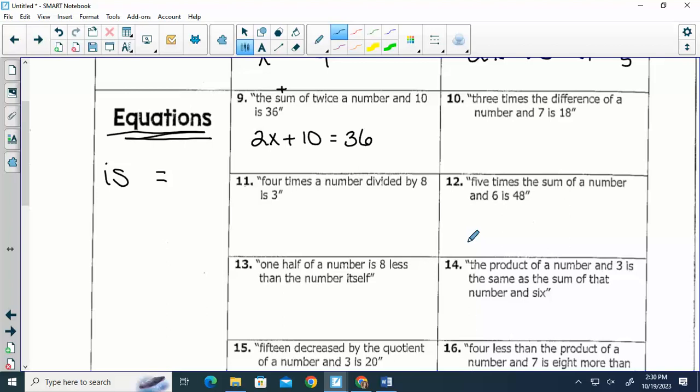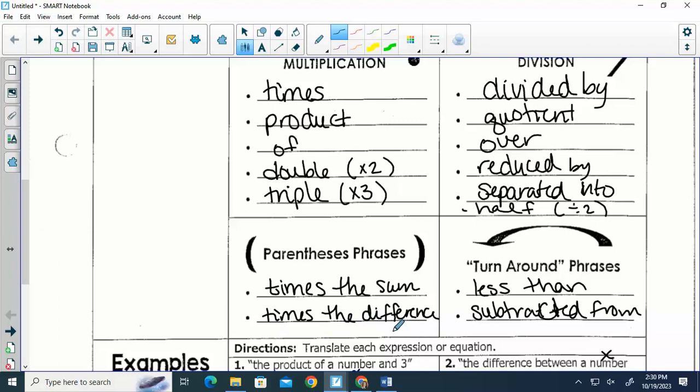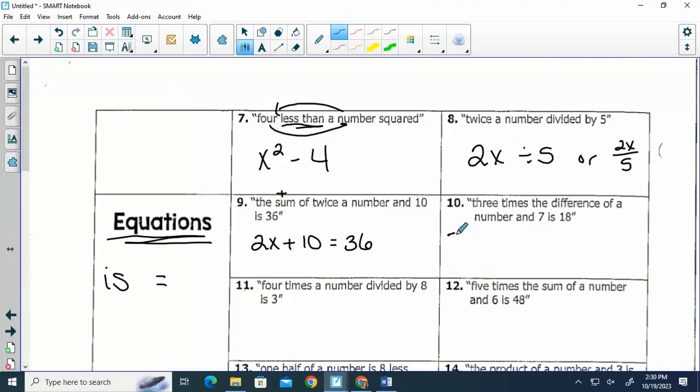Yeah, right. Number 10. 3 times the difference. Okay, so I'm multiplying and I'm subtracting. When I see times the difference, what do we need? 3 times parentheses. We're going to have x minus 7. So we have 3 times, and then my difference will be inside my parentheses, like a subtraction problem. So the difference of a number and 7, that's x minus 7. So the 3 is on the outside, x minus 7 inside the parentheses. Is means equals 18.